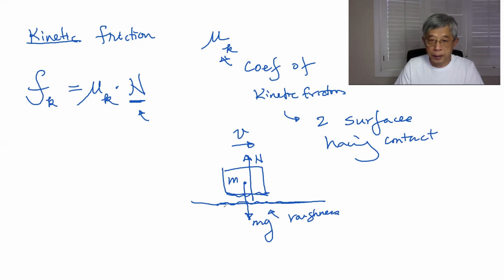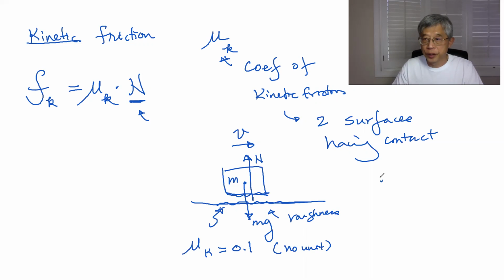And we say that the mu k during motion, not static, but kinetic, is equal to this coefficient of kinetic friction. And it's equal to some value, let's say 0.1, okay? And there's no unit for this.